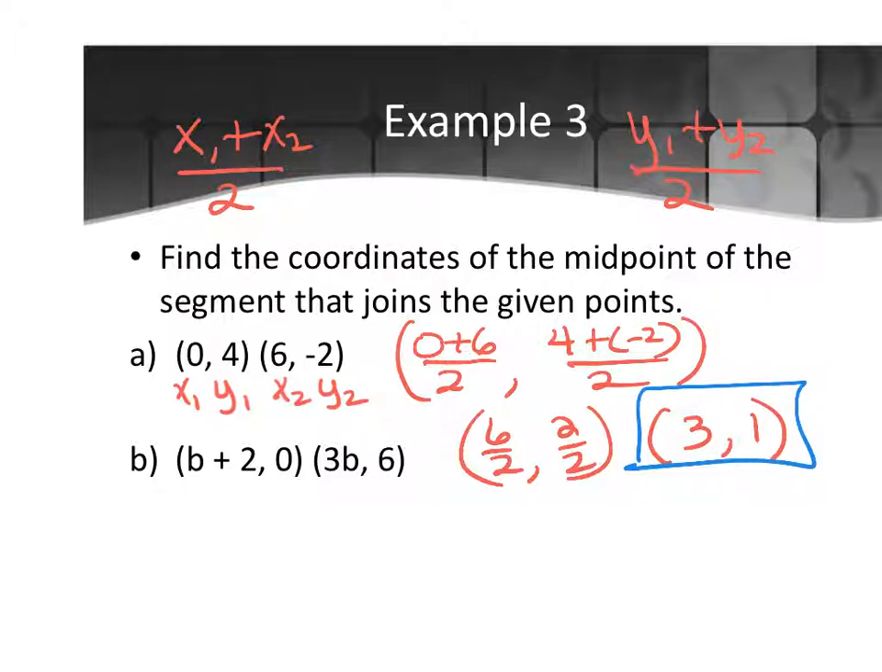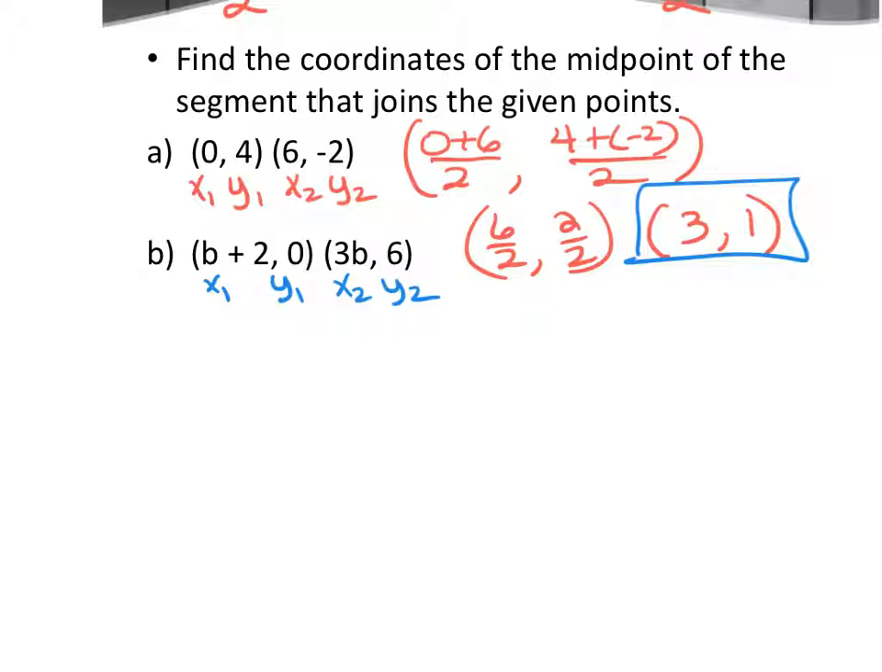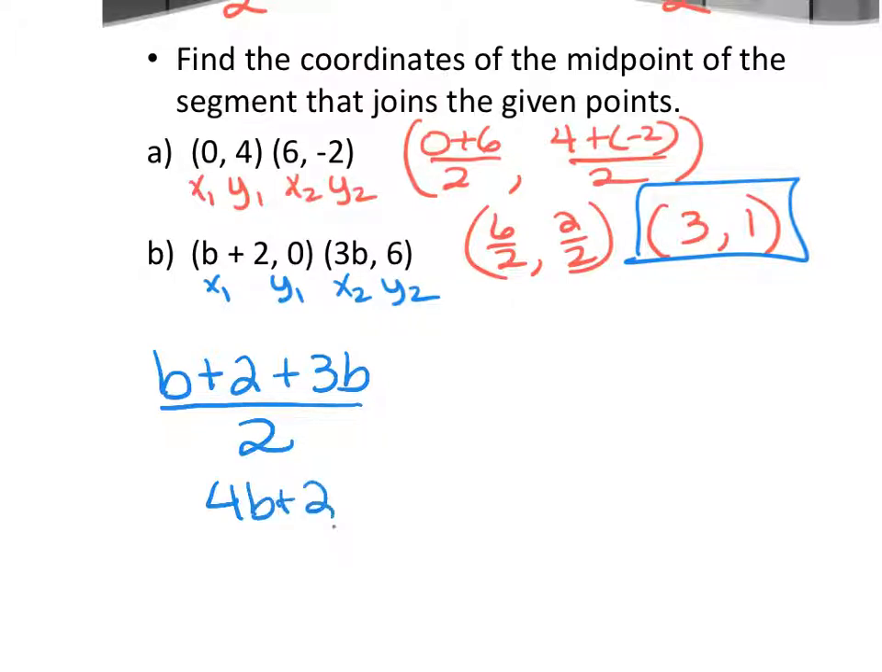Now, the next one at first looks kind of scary. It's got a variable there in my ordered pair. But I'm still doing the same thing. This will be x1, y1, x2, y2, and I'll plug them in. So b plus 2 plus 3b divided by 2, which is 4b plus 2 over 2.